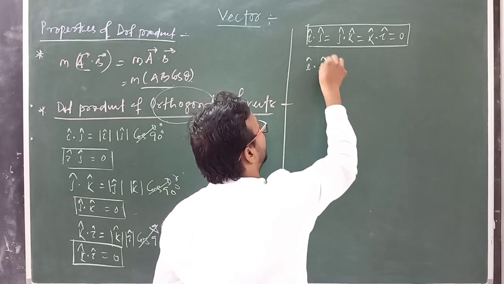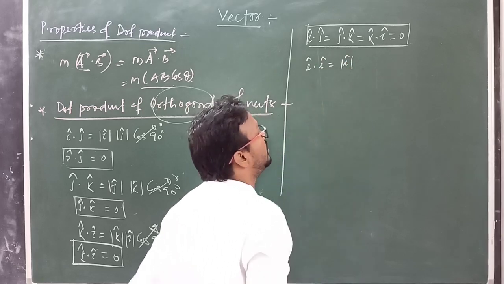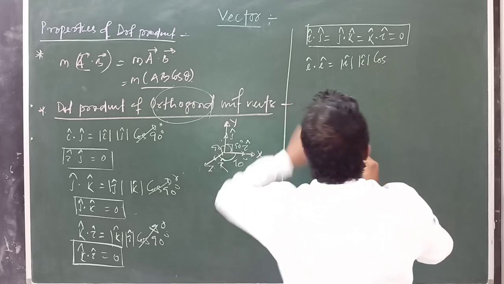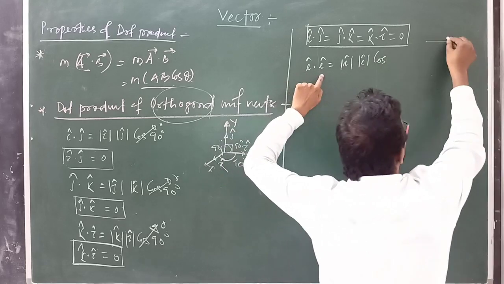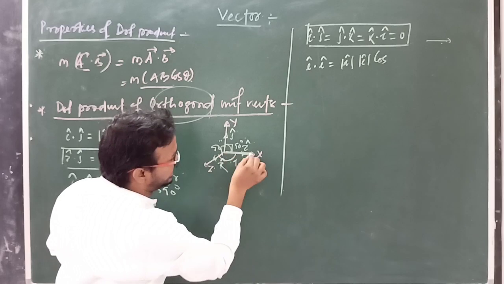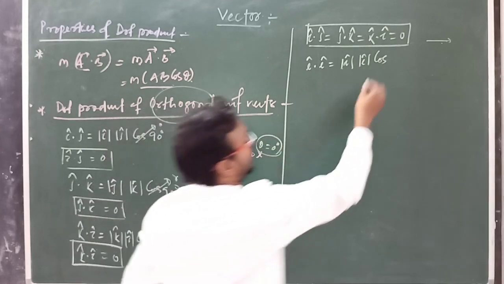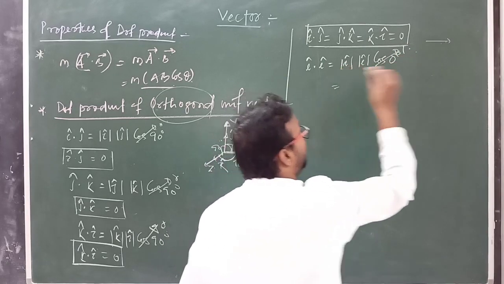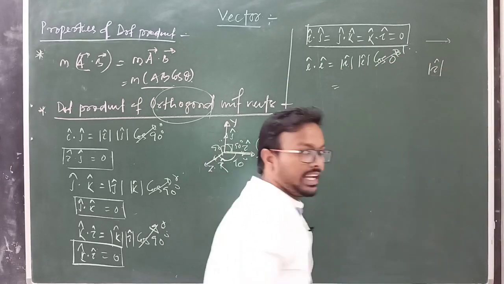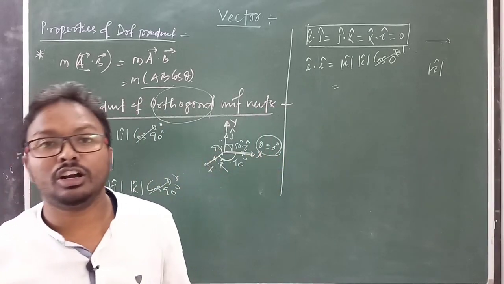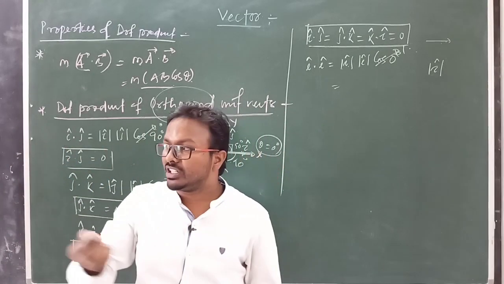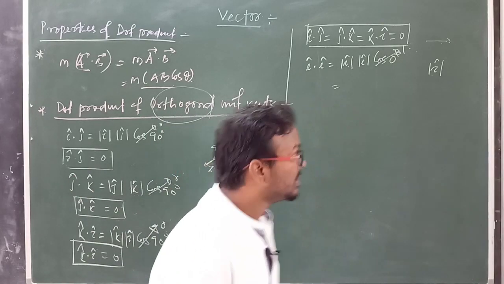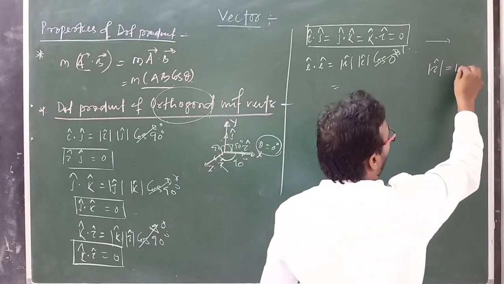Suppose i cap dot i cap, and what is its value? Magnitude of i cap and magnitude of i cap into cos theta. Same direction, means x axis is here i cap and theta is here 0 degree. So here you have to write 0 degree and cos 0 equal to 1. Then magnitude of unit vector, we discussed that the magnitude of unit vector is always 1, but it gives the direction when we multiply a unit vector with a scalar quantity. Clear? So its magnitude is always 1.